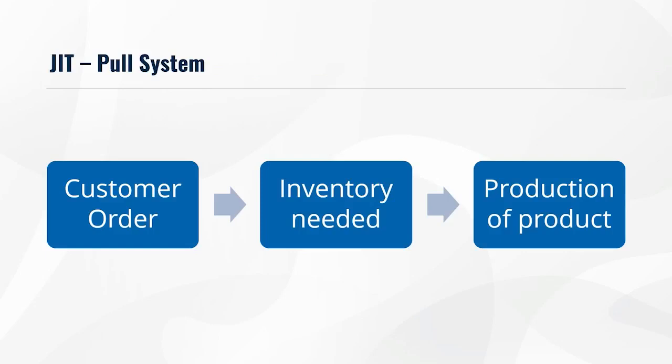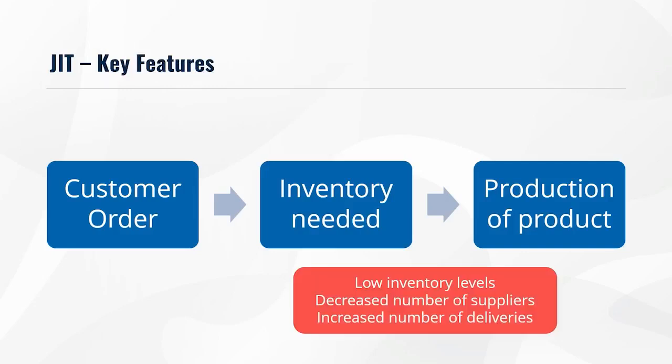In a just-in-time system, which is a pull system, demand pulls the system. In other words, we get a customer order. When we get a customer order, that's when the inventory is needed. That's when we order and then we produce the product.